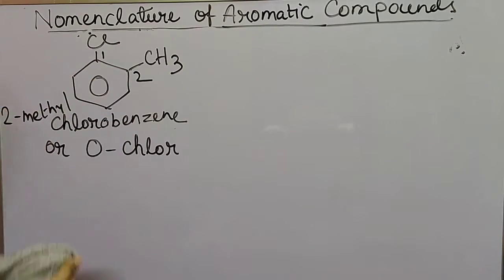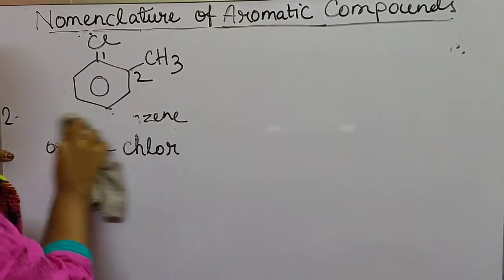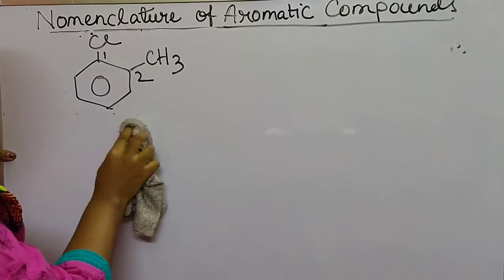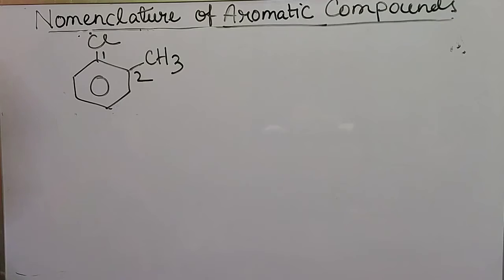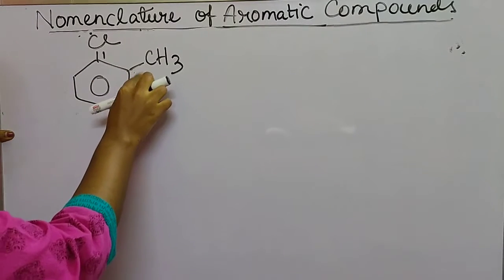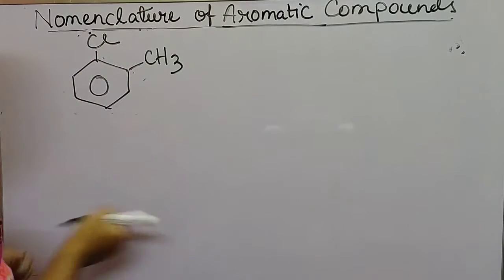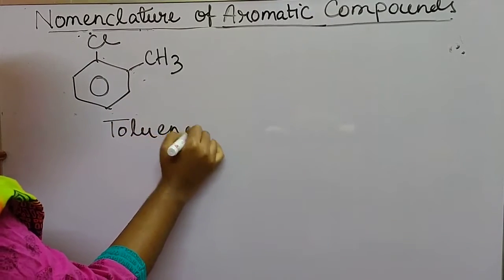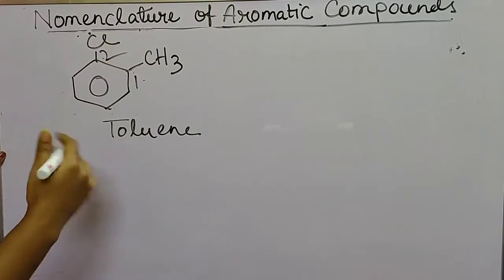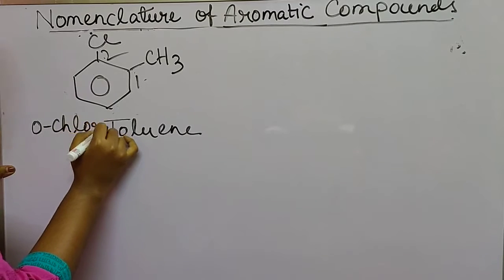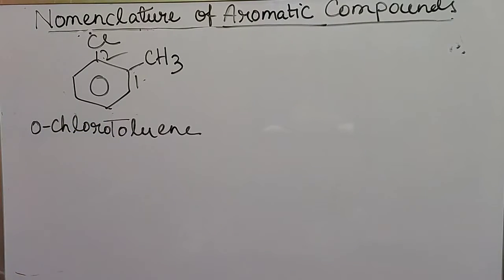Between chlorine and CH3, which will be given the first priority? The priority should be given to the CH3 group. CH3 will be treated as the main. So here the name will be toluene. So that will be 2-chlorotoluene or orthochlorotoluene. The name will be written as orthochlorotoluene.